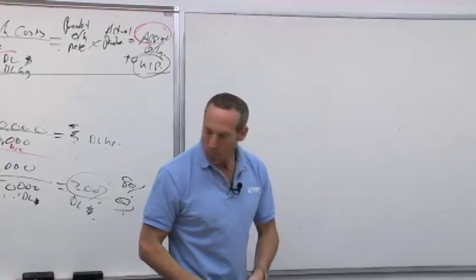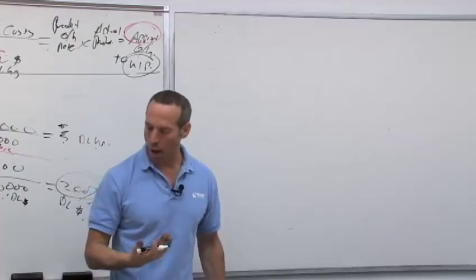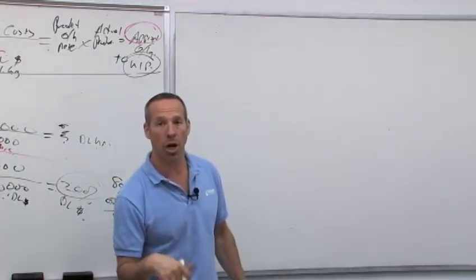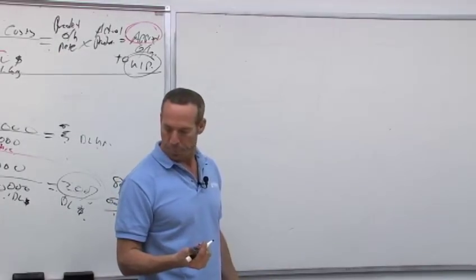Now, as far as the flow of a cost system, we're going to have what we call raw materials inventory, work in process inventory, finished goods inventory, and then cost of goods sold.